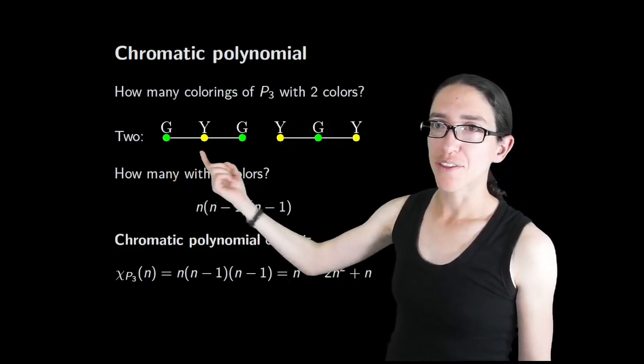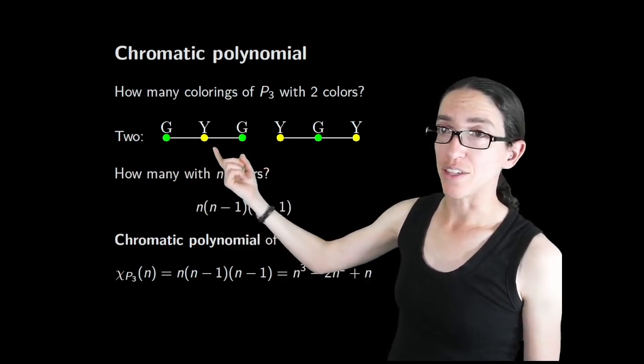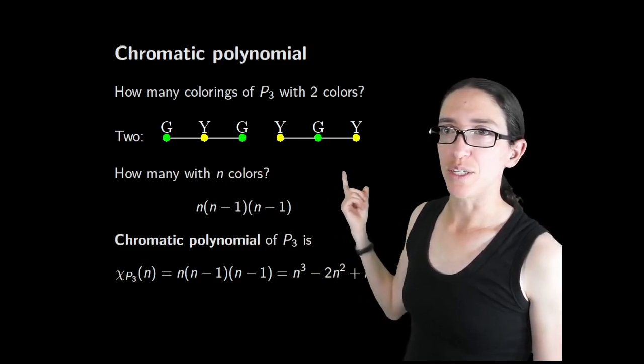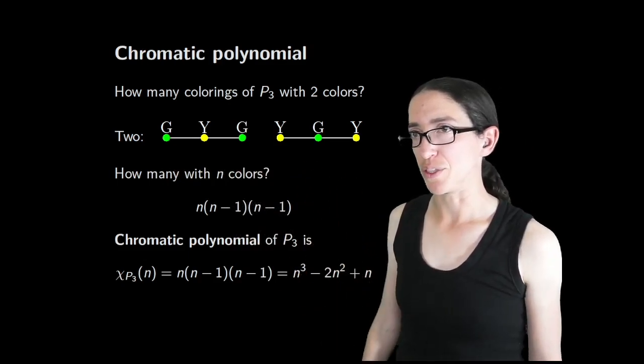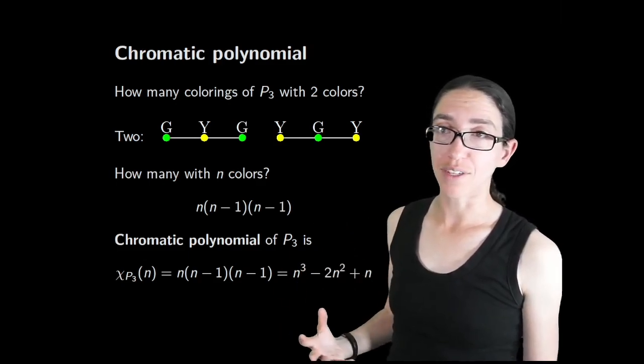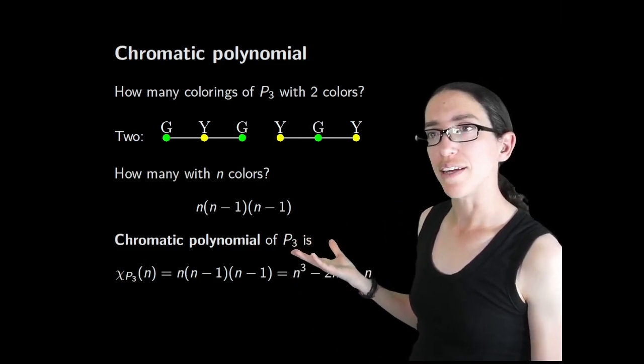Well, if we have a path graph P3, we have to alternate along the path for it to be proper. So we could either do GYG or YGY. So there's 2 colorings of P3 with 2 colors. But this gets a little more complicated if you allow 3 colors or 4 colors or 5 colors. So in general, how many with n colors?